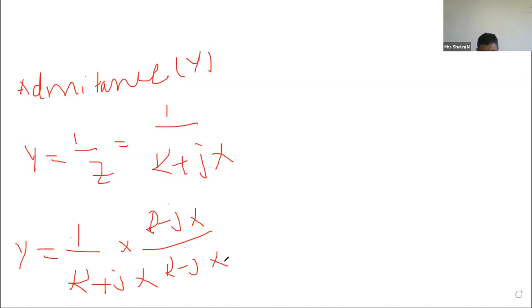If you solve this one, you get R minus jX by R square plus X square. It is (a plus b)(a minus b), that is a square minus b square. J square is nothing but minus 1, so it is coming to R square plus X square. J square equal to minus 1, I told in the last class, polar form, rectangular form, J notation. So R minus jX by R square plus X square.